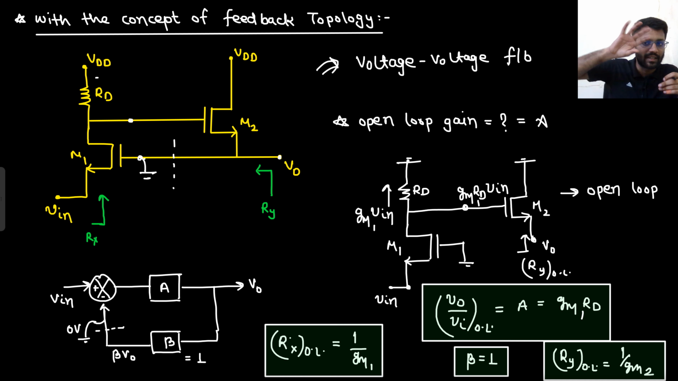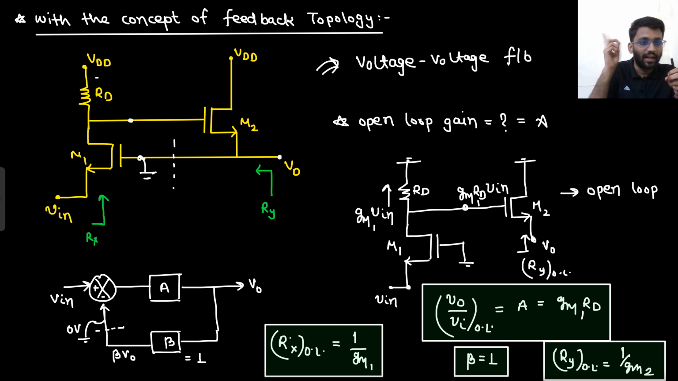Then you will understand, okay, this kind of feedback, first of all, is negative feedback. Okay, you have determined negative feedback. Then you will determine what kind of feedback topology there is. Then you will see it is voltage feedback topology. If that is voltage feedback topology, that means it is a voltage amplifier.